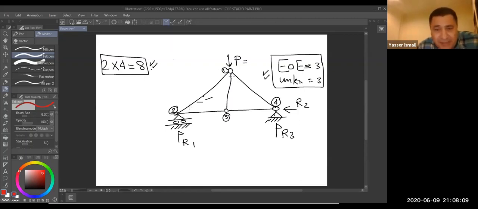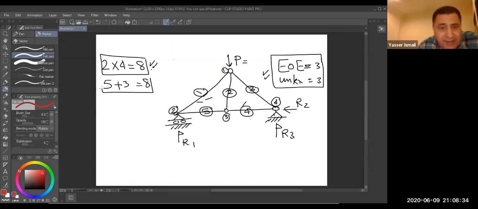How many members? 1, 2, 3, 4, 5. 5 members. Everybody, 5 members plus 3 unknowns. How many unknowns? 3. Equal 8. Okay. This truss is stable.